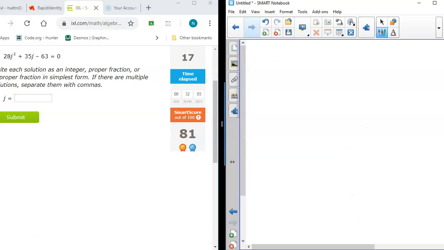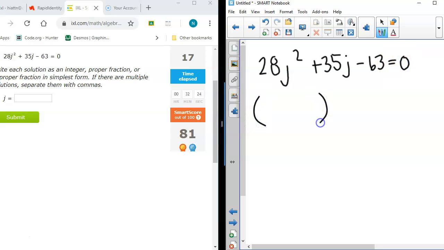I'm going to do this one last one. I know I said that 2 more ago. You can stop the video if you're tired of listening to this. But 28j squared plus 35j minus 63 is going to equal 0. This one's a more difficult one to do. So you're going to have to factor.